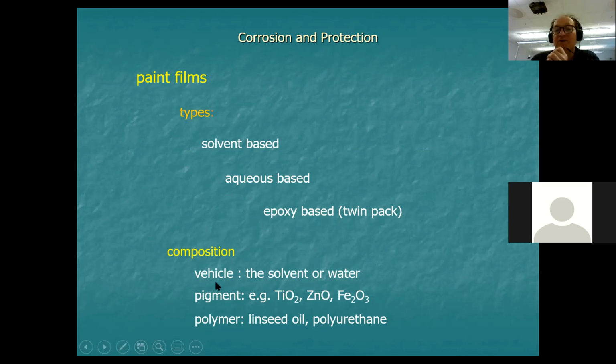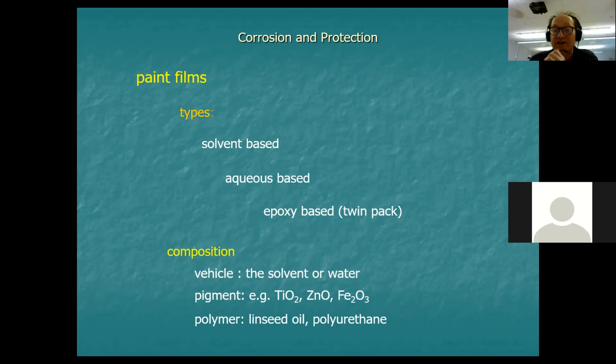So therefore, the composition of paints, there are three different things that go into a paint. There's what's called the vehicle. This is the liquid part, in other words, the solvent, or it could be water in an aqueous-based paint. So that's the first one here. Underneath that, we have the thing called the pigment. And this is what primarily gives it a color for a start.